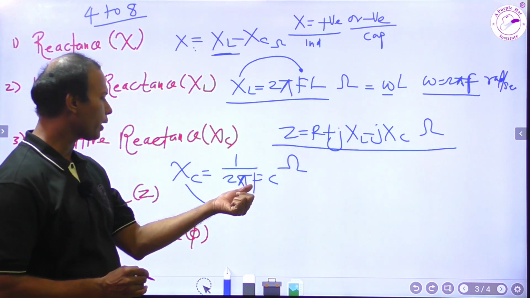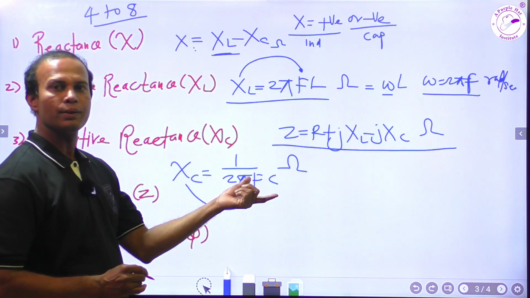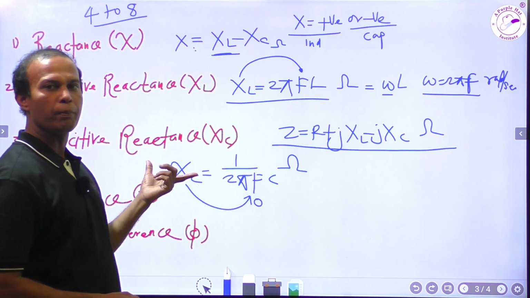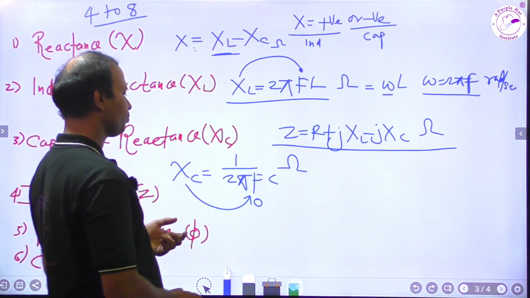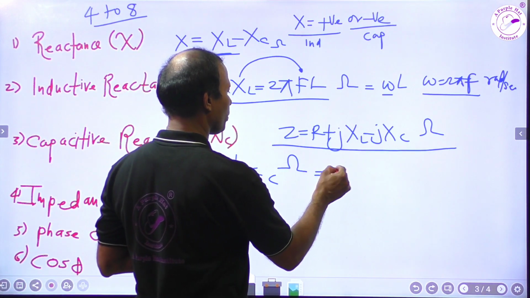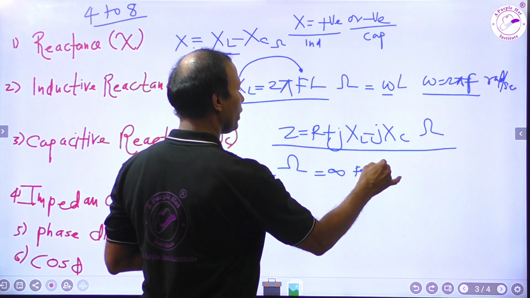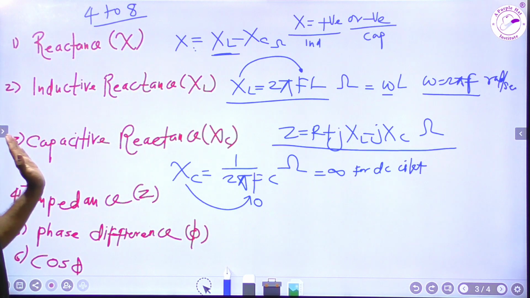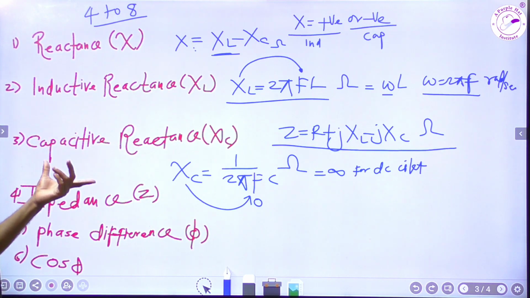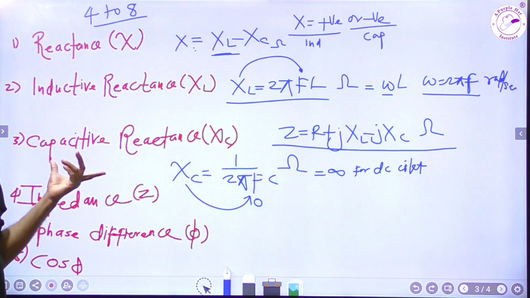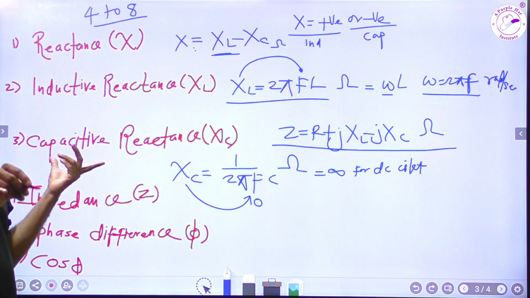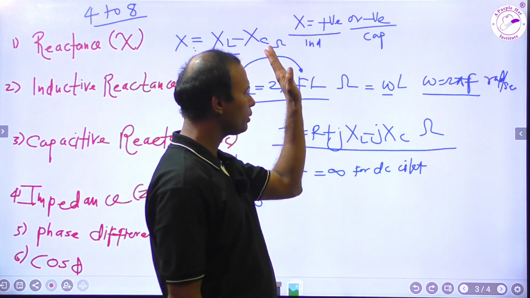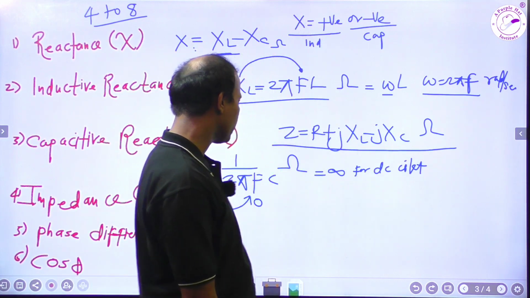It means for a DC circuit, capacitive reactance and frequency are inversely proportional, and in a DC circuit frequency is 0, 1 upon 0 is equal to infinity. Capacitive reactance becomes infinite. Okay, capacitive reactance becomes infinite for a DC circuit. This is about capacitive reactance. Okay, like inductive reactance, capacitive reactance is the opposition offered by the capacitance of a circuit to the flow of alternating sinusoidal current. The unit of measurement is the same for inductive reactance as well as capacitive reactance.